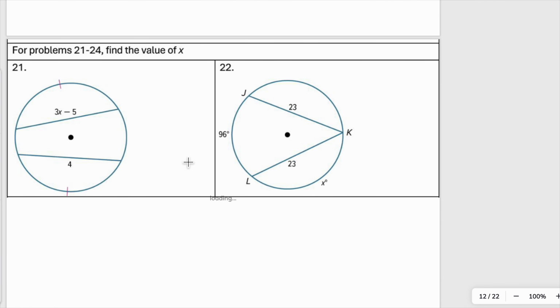There we go. 21. For problems 21 through 24, find the value of x. These are matching arcs, so of course they're going to have matching chords. So 3x minus 5 is equal to 4. Adding 5 to both sides, I get 3x is equal to 9, which means x has to be 3.